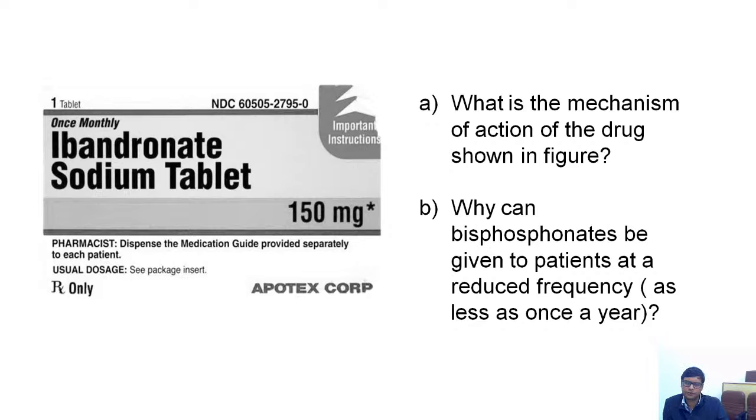Okay, so you just need to write down. You just need to answer that they get specifically accumulated in the bone matrix and act on the osteoclasts to inhibit bone resorption. This much is expected from you. Okay.